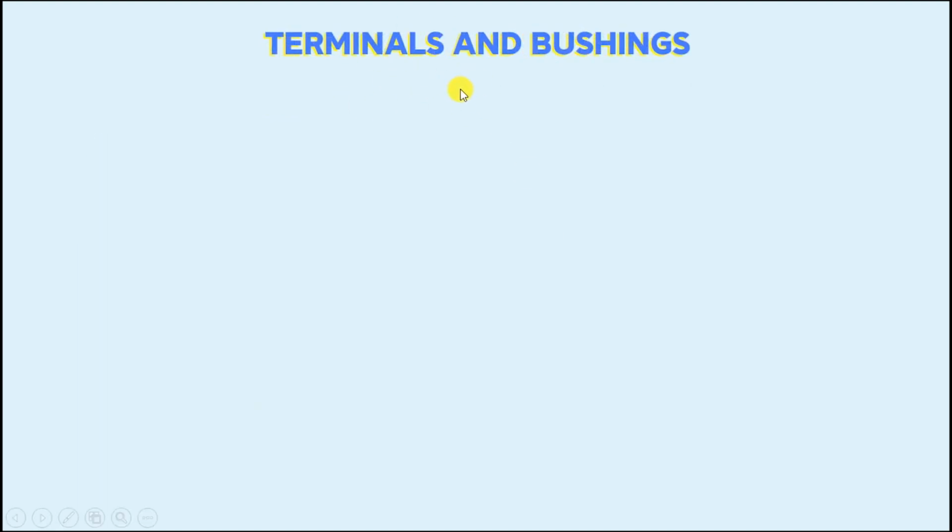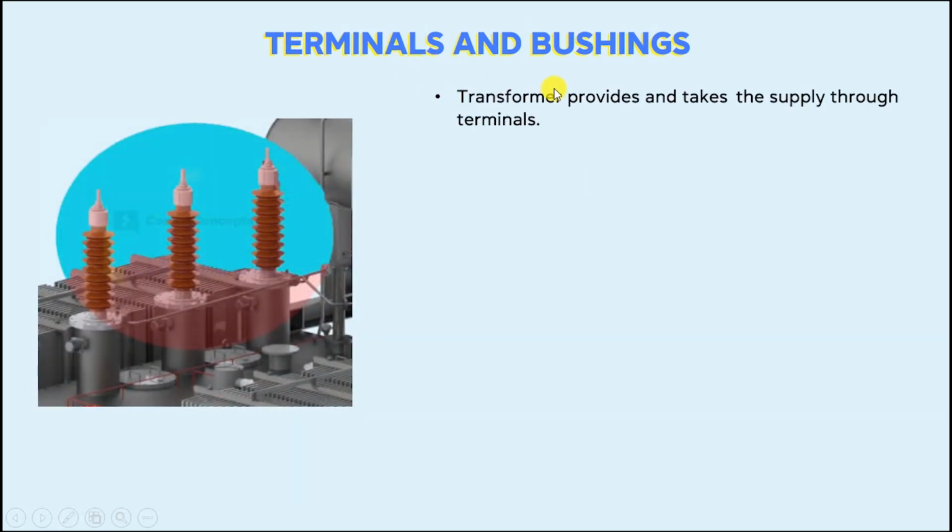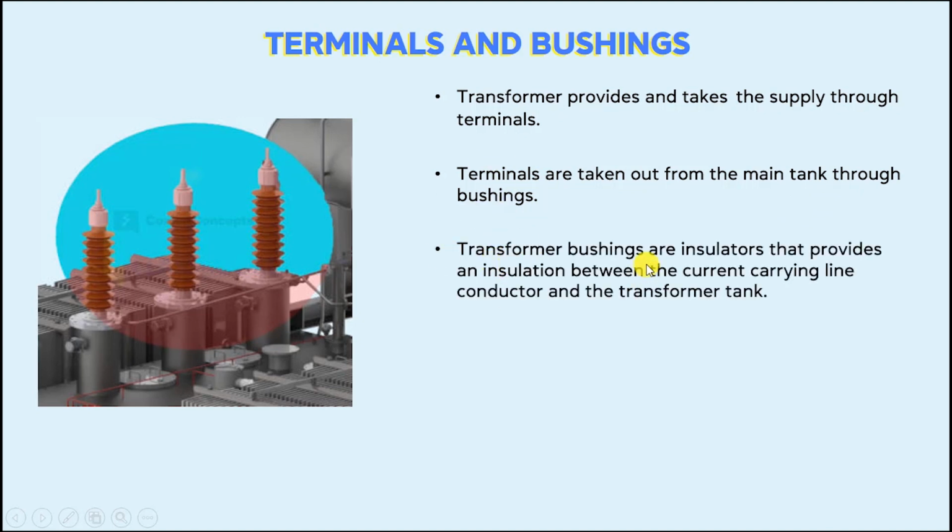This is the last part which we are going to study, and this is terminals and bushings. The transformer provides and takes the supply through the terminals, and terminals are taken out from the main tank through bushings. Transformer bushings are insulators that provide insulation between the current carrying line conductor and the transformer tank. So the transformer bushing works as an insulator. They are mounted on the top of the transformer main tank. Here you can see in the diagram, these are the transformer bushings.